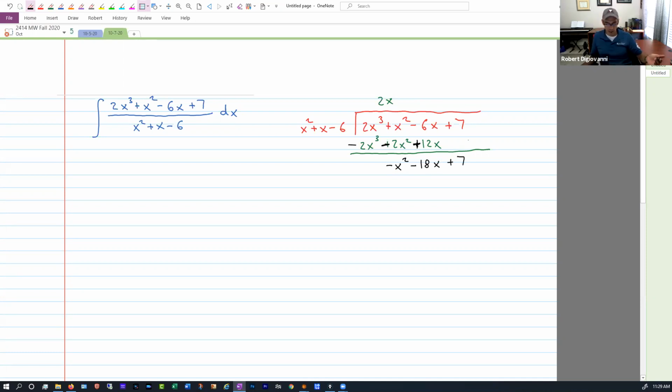I play the game again, right? What do I multiply x squared by to become negative x squared? Wouldn't it be positive 6x? If it's plus 12x, yeah. Minus 6x? Good answer.